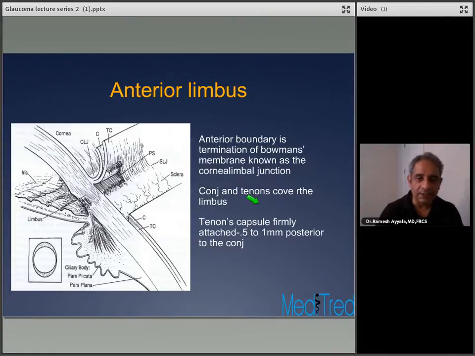Okay, so the conjunctiva and the Tenon's cover the limbus all the way up to this point, and Tenon's capsule is firmly attached to the underlying sclera about 1 millimeter posterior to the conjunctiva. As you can see, here is the scleral limbal junction. Here is the corneal limbal junction, okay, which is the anterior limbus. And here is the conjunctiva. Here is the Tenon's capsule, and you can see the location. This is the termination. Here is the Bowman's membrane ending right about here, and underneath the posterior scleral limbal junction is where you will find the Schlemm canal.